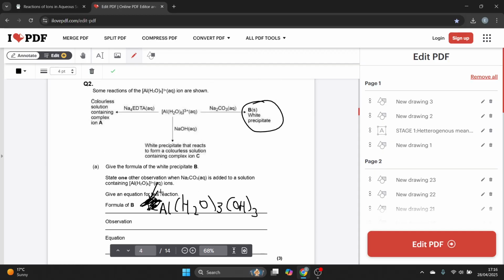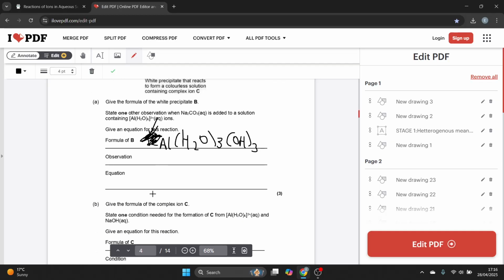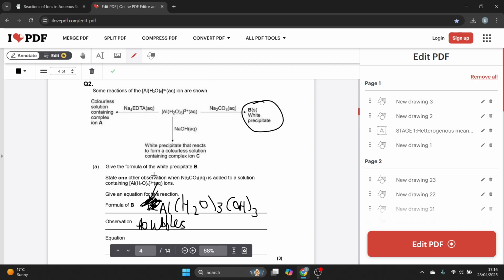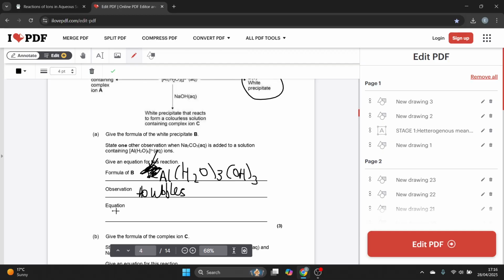Observation when it's added to the solution containing this. Well, this observation: white precipitate, yes, gentle bubbles. So yeah, bubbles slash effervescence. And a given equation for this reaction. Wait, what? Oh, right, okay. It wants me to give the equation.